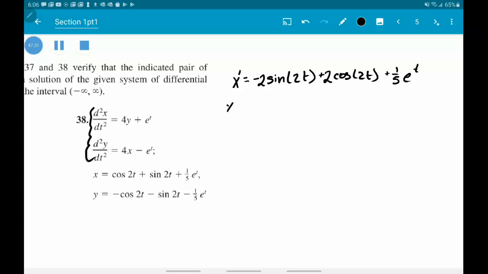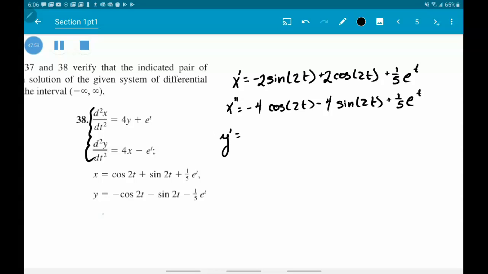And then if we take the second derivative, the derivative of the sine is cosine. Derivative of the angle is 2. 2 times the negative 2 is a negative 4. Derivative of the cosine is negative sine. Derivative of the angle is 2. 2 times 2 is 4. Derivative of e to the t is just e to the t again.